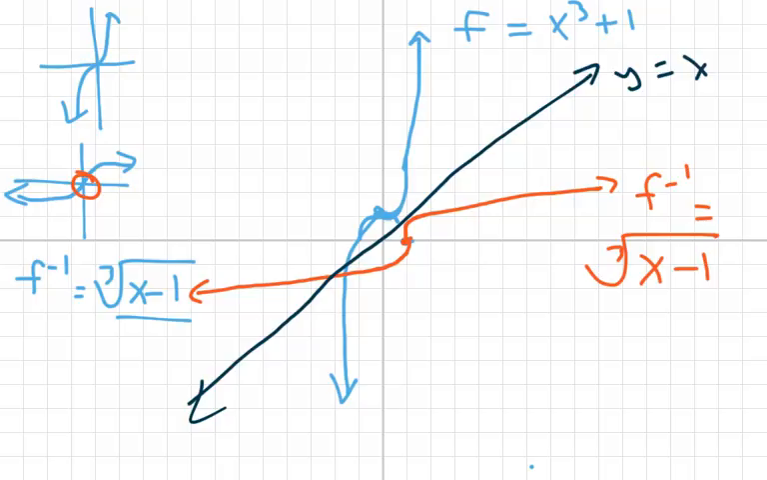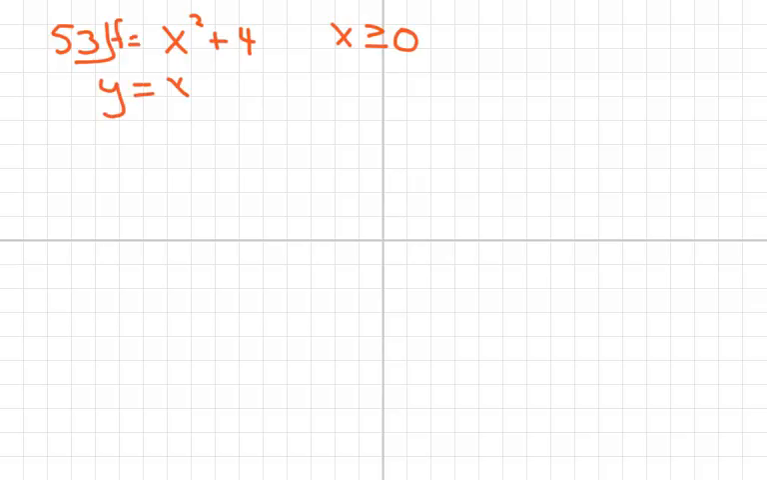Now, 53, we have x squared plus 4, where they say x has to be bigger than or equal to 0. That's your f. So we're going to change that to y and solve for y. Oh, first we have to switch the x and the y. So x equals y squared plus 4, and then solve for y.